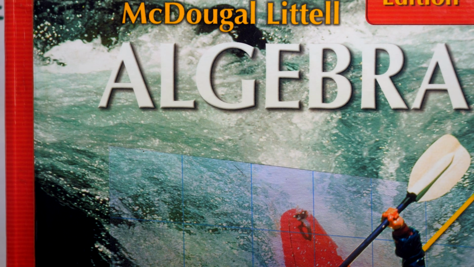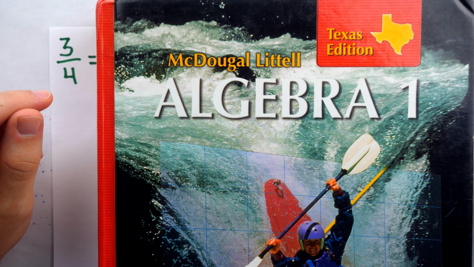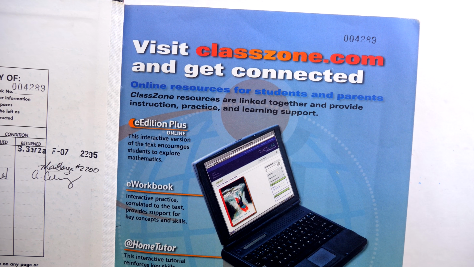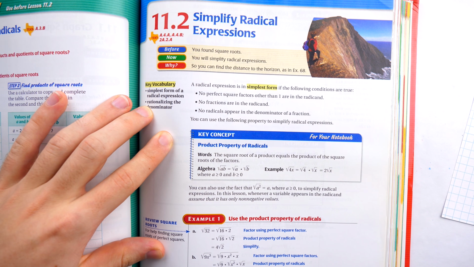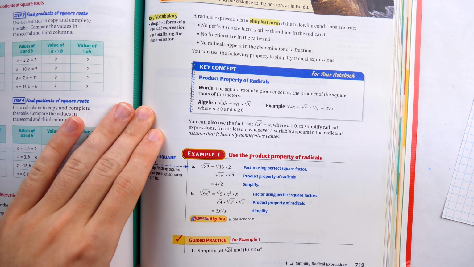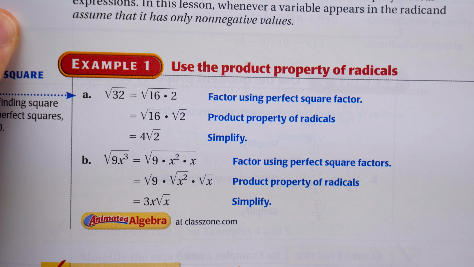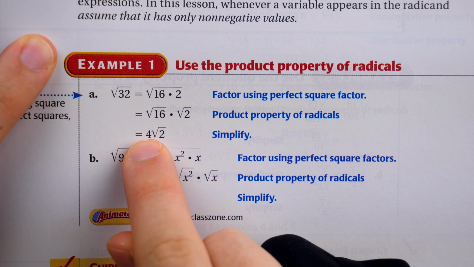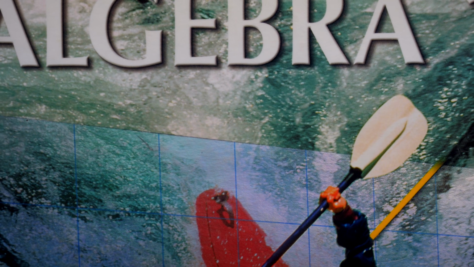For example, here's my ultra-rare holographic Texas edition copy of Larson's Algebra 1, and we can flip to page 716 in the book and see the section on simplifying radicals. Or 719, I was close. So here it is, and you can see them introducing exactly the technique that we just used to solve that super hard problem. If there's a perfect square factor inside of the radical, you can bring it out after evaluating the square root.